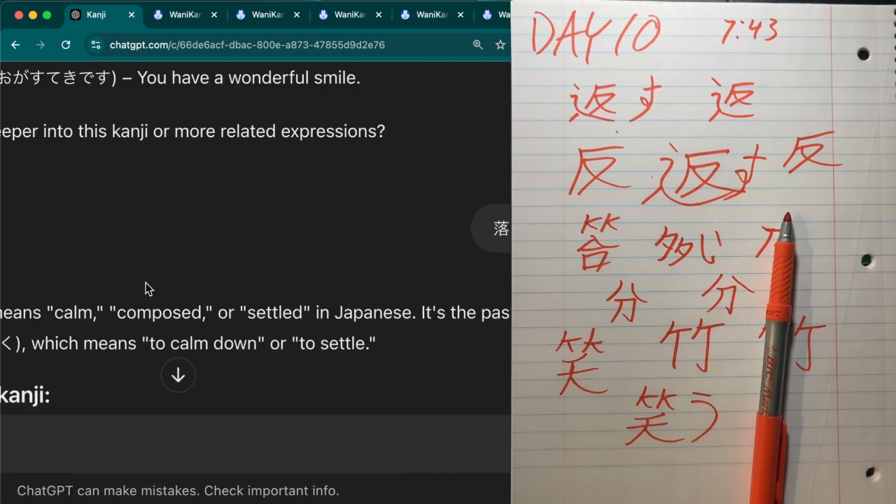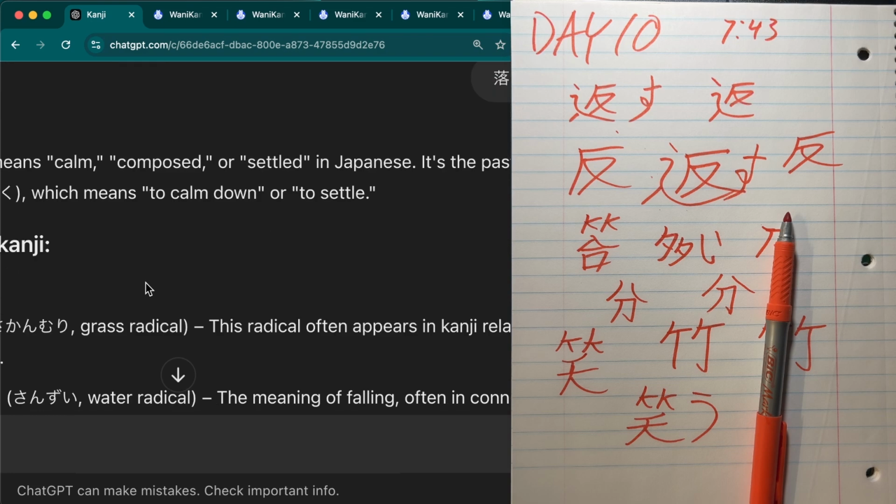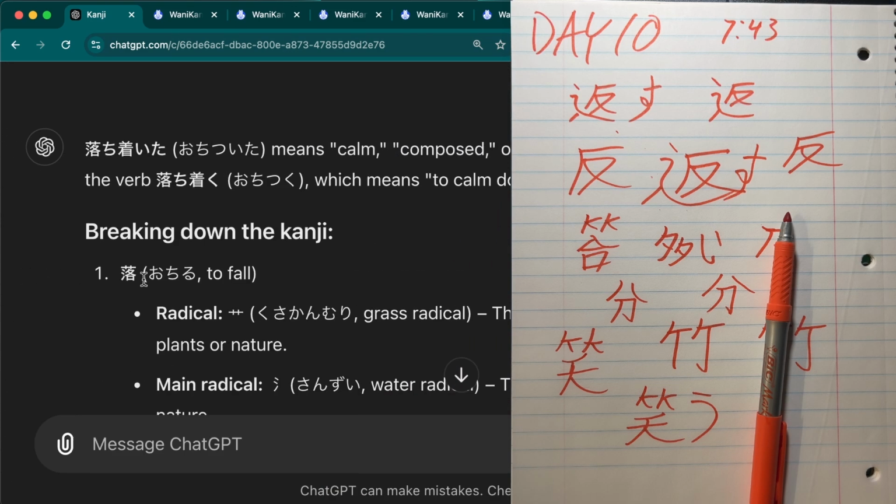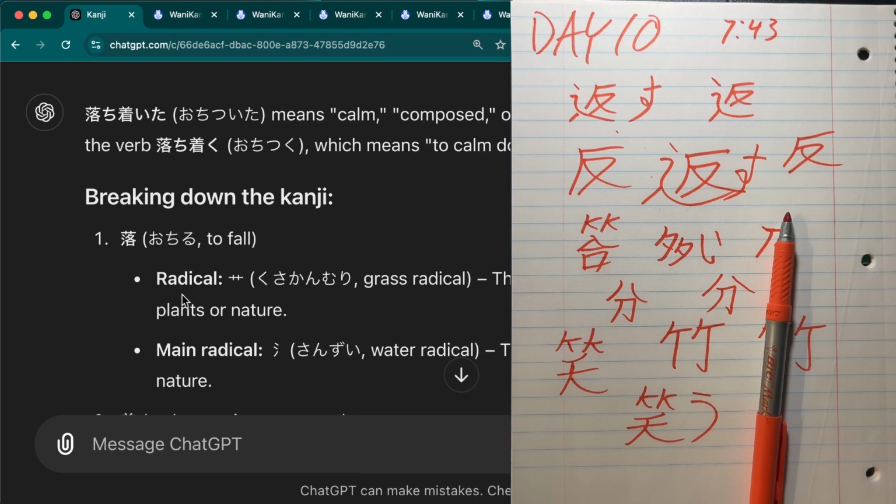Let's move on. Okay. Ochitsuita, which means to have calmed down. You hear it a lot in anime, actually. Ochitsu. I think you hear the command form. What is the command form again? Ochitsuke. Ochitsuke. Ochiru, to fall.